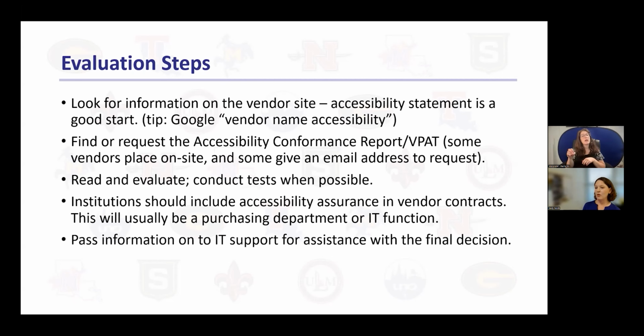The next step is going to be to find or request the Accessibility Conformance Report, or VPAT. Some vendors put all of this out on their public website. Some vendors will give you an email address to request the Accessibility Conformance Report for the piece of software that you are evaluating. You're going to want to make sure to read and evaluate those reports.